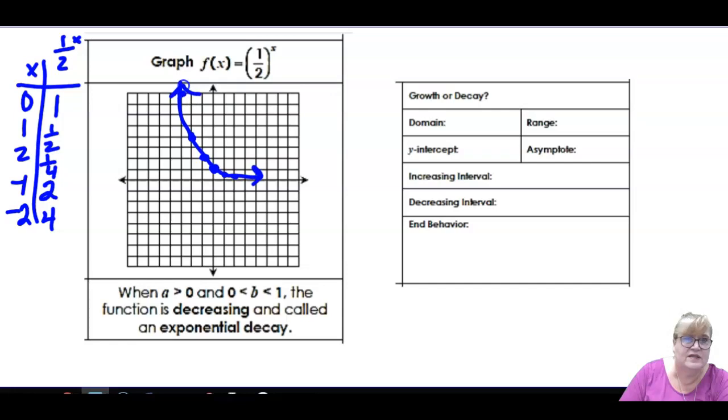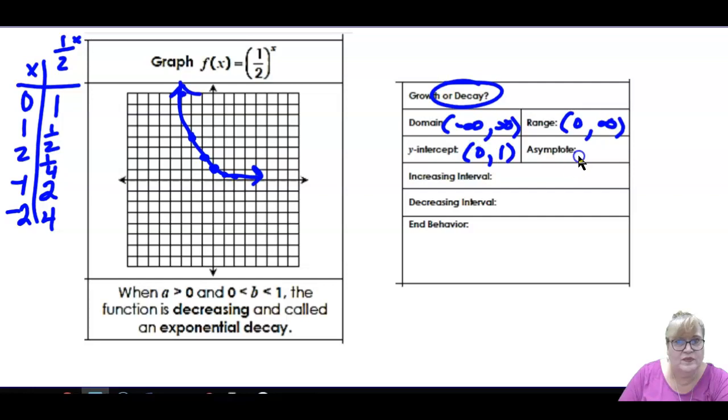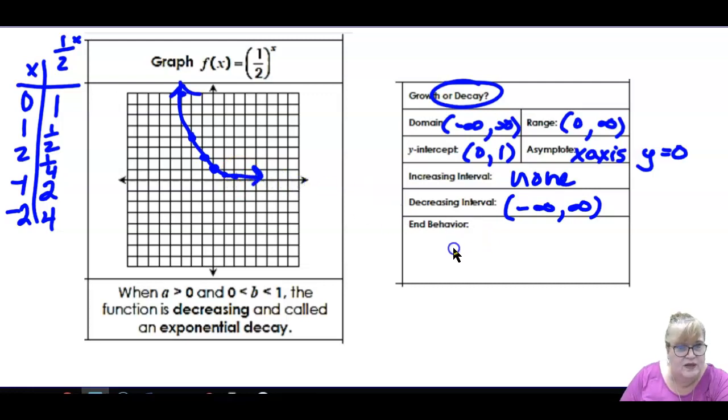So this one is the shape of a decay function. Domain is still all real numbers. Range is everything above 0. The y-intercept is still 0, 1. The asymptote is still the x-axis, which is the equation y equals 0. It is never increasing. It is always decreasing from left to right. And remember, it doesn't actually flatten out. It just goes down infinitely small little intervals there.